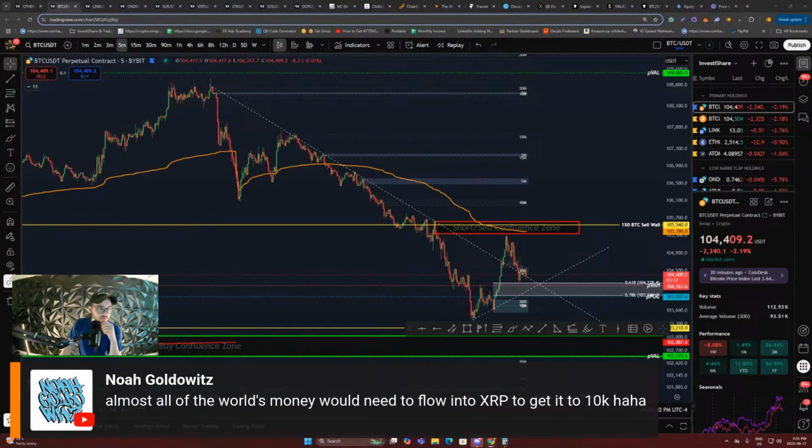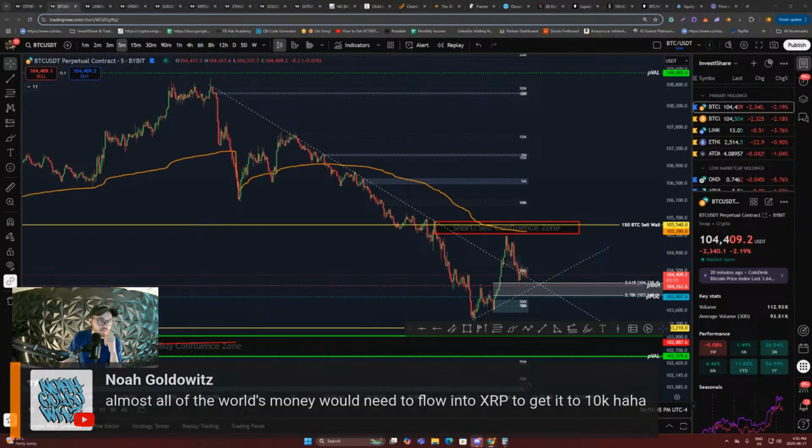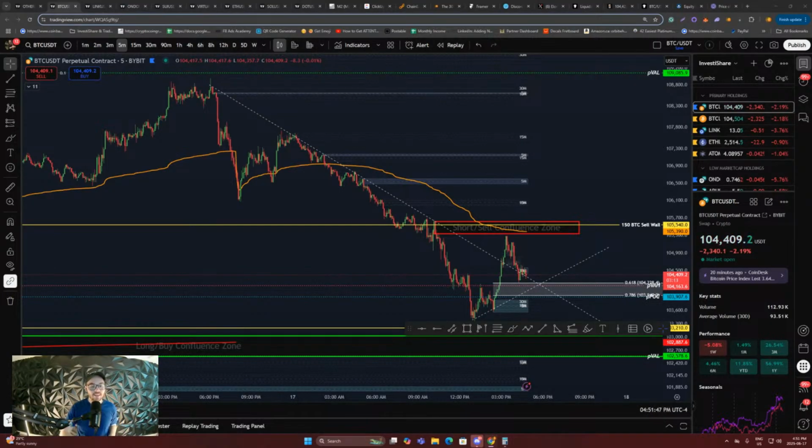Almost all the world's money would need to flow into XRP to get it to 10K. Yeah, exactly. That's why I like hearing about the Shiba Inu and the Pepe targets reaching $1. It's just so ridiculous. You need basically BlackRock to give its life savings to it in order to get close to $1. That's nuts.